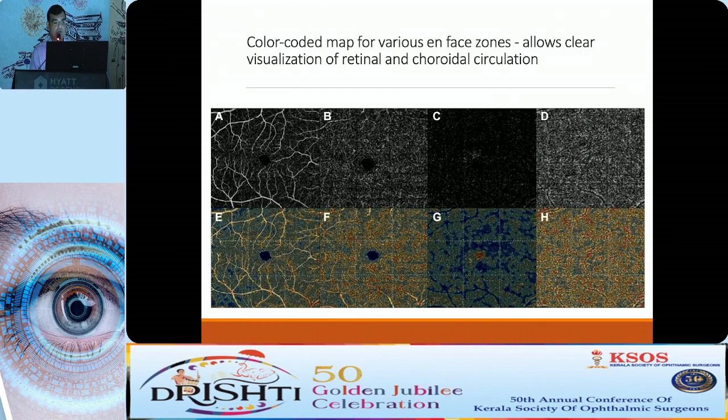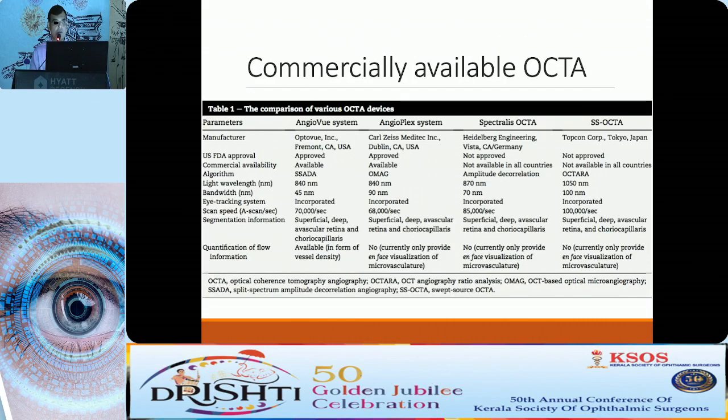is lying. So along with black and white scanning, if you use color imaging, you can differentiate easily the depth of the lesion also on color imaging, because green is the superficial, red will be the deeper one. So these are commonly available OCTA machines in the Indian market.